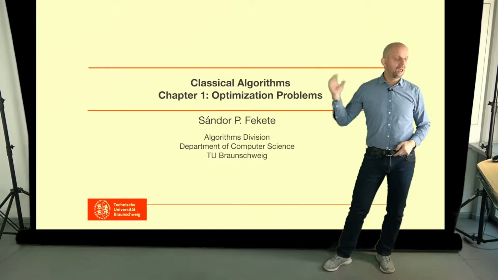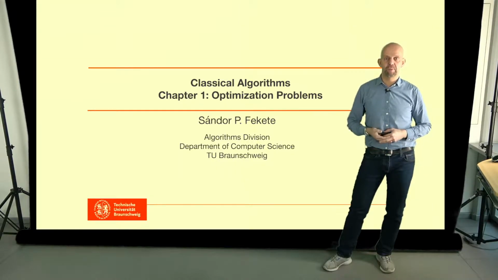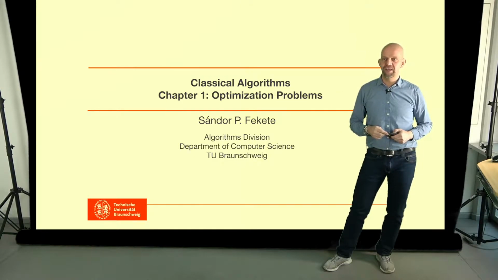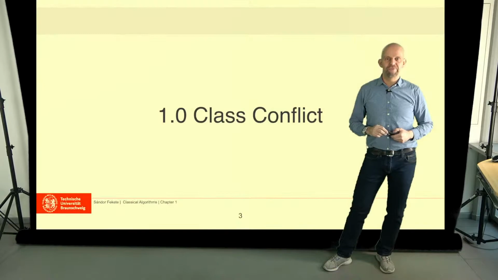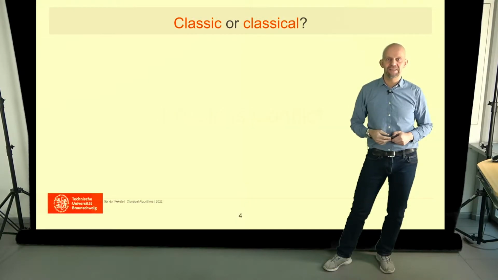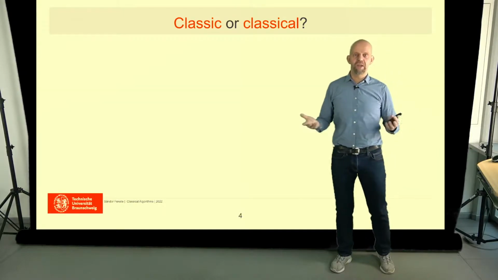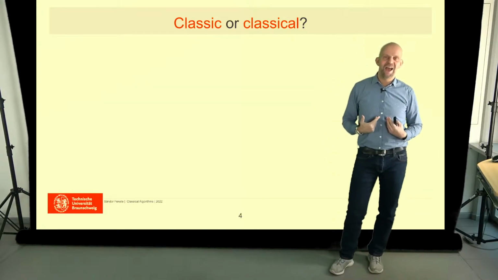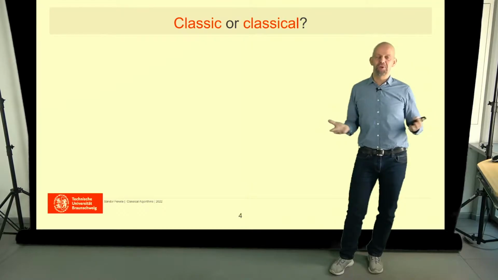So I will talk about classical optimization problems now. And before I do that, David is not here, unfortunately, but let me say a few words about what's called class conflict, what is class versus classical. When you look at this, it entertains me that I'm supposed to be classical.